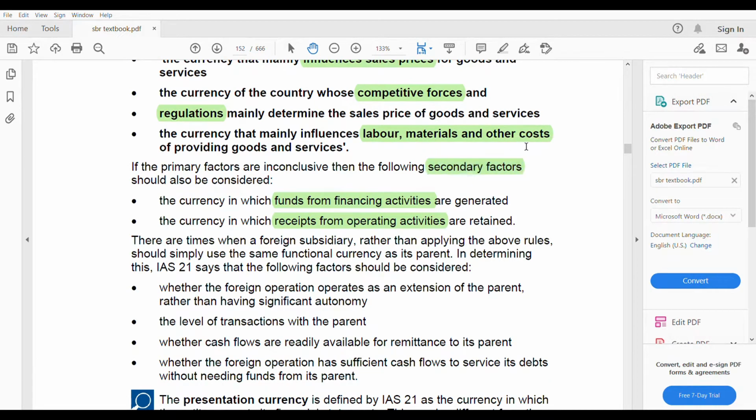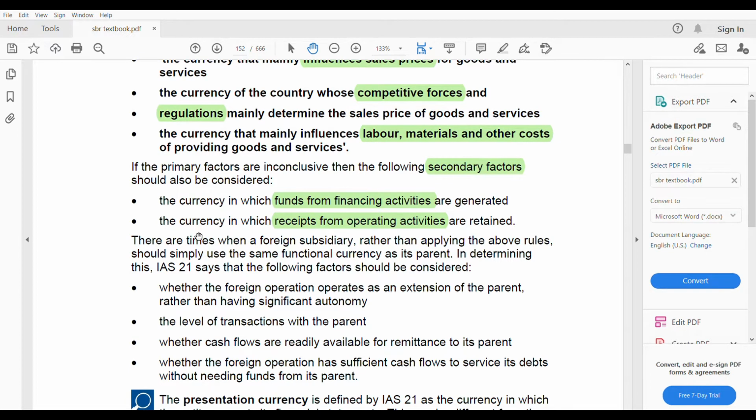This portion is a must under IAS 21. Your IAS 21 is built around this only, primary and secondary factors. Again I'm repeating, these primary and secondary factors are used to determine functional currency. Don't get confused with presentation currency. Presentation currency can be in any other currency. We don't have factors to determine presentation currency. These factors are only applicable to determine functional currency, not presentation currency. Presentation currency is your choice. You can present in any way.